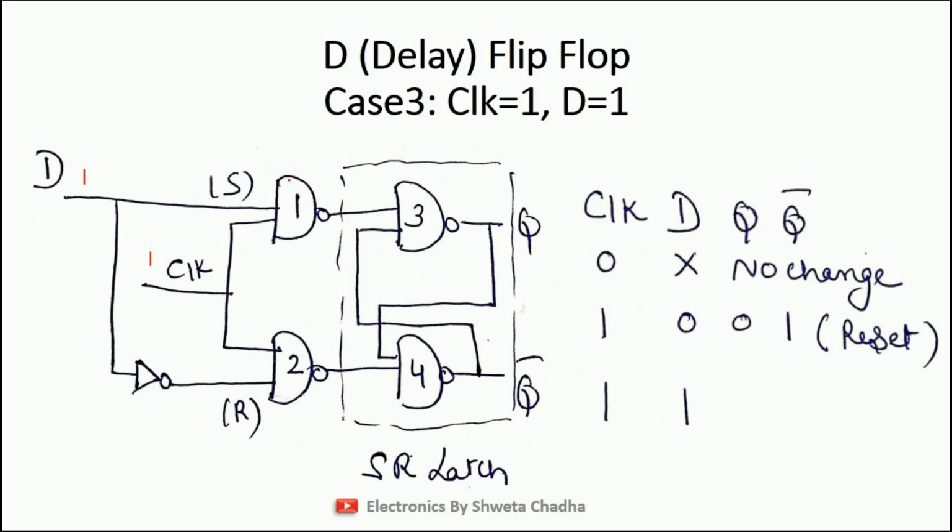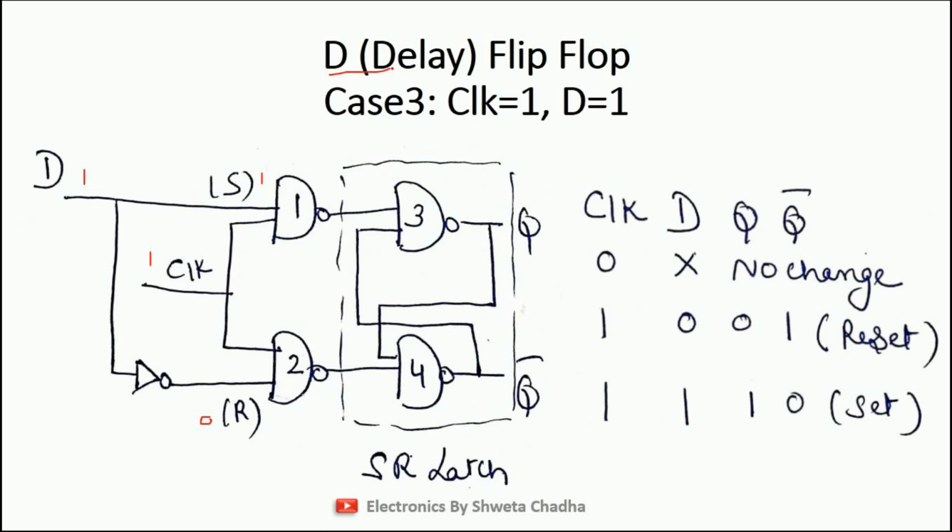And the last case, case number 3, clock is 1, D is also 1. So when D is 1, S will become equal to 1. On the other hand, through the NOT gate, R becomes equal to 0. So students, for 1, 0 in SR flip-flop, the output is 1, 0. So you can see I have just used the outcomes of the SR flip-flop for the implementation of D flip-flop.